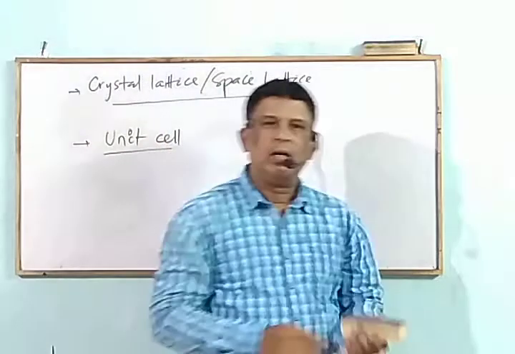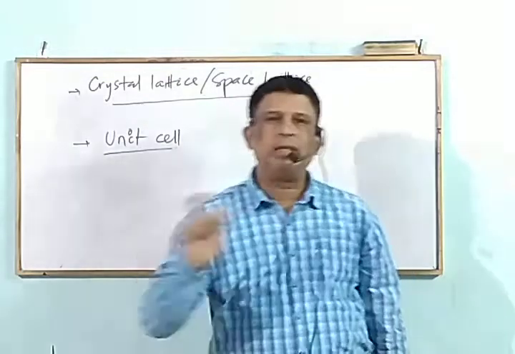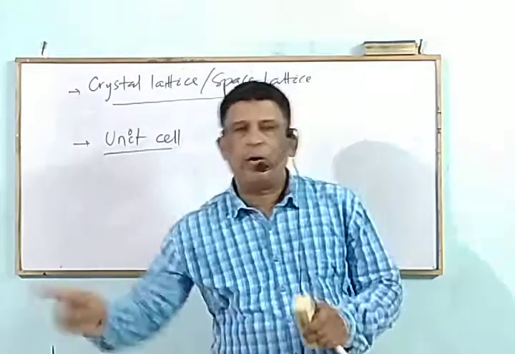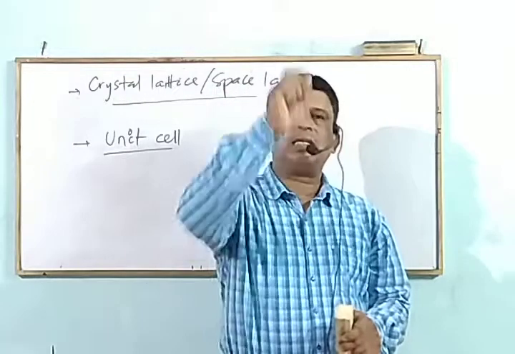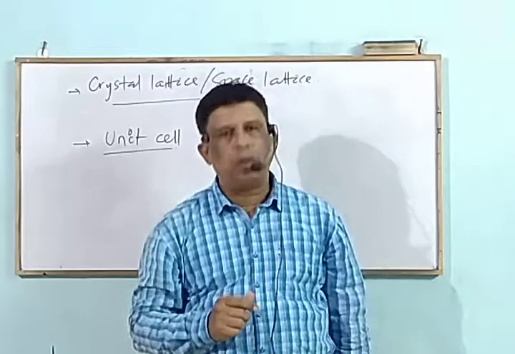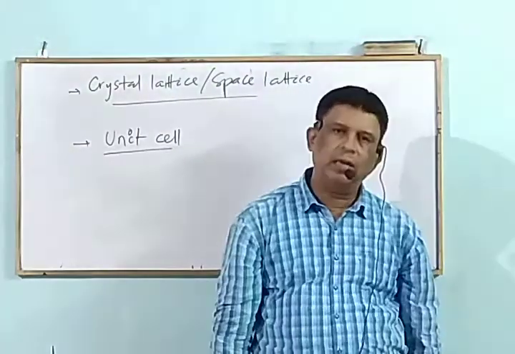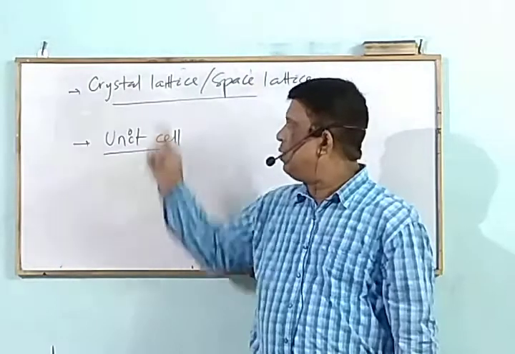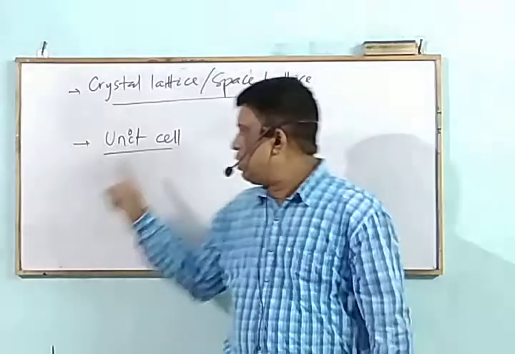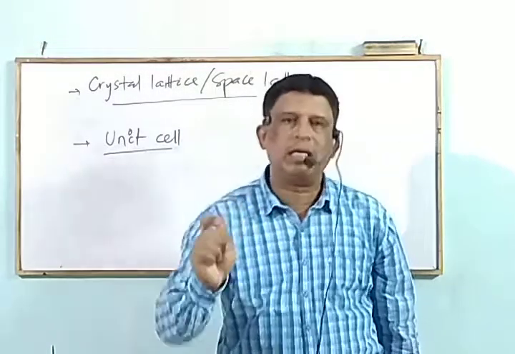I repeat again. When a small, simple, repeating unit repeats itself in different axes, x-axis, y-axis and z-axis, for a long time period to form a single giant unit, then the single giant unit is known as a crystal lattice, while the small, simple, repeating unit is known as unit cell.